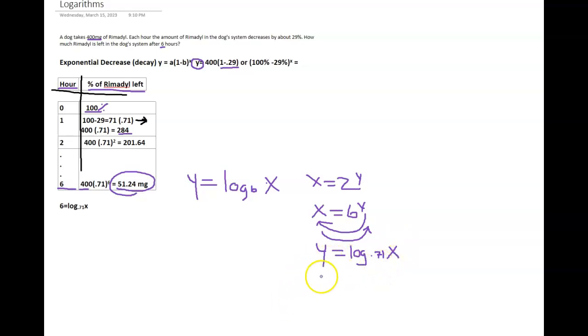So y is 6 because it's 0.71 to the 6th power. So 6 equals log with a base of 0.71. So the log of x with a base of 0.71 equals 6. And all that's saying is 0.71 to the 6th power. Okay, thanks guys.